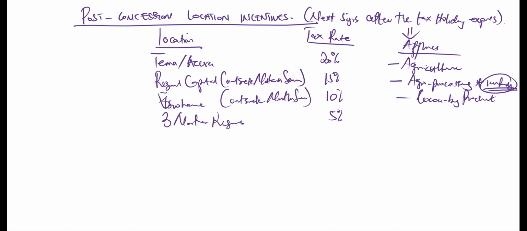Please, the third point, which is 10%, which location is that? Elsewhere, outside the regional capital. Is it outside the northern sector? Yes, outside the northern savannah. That's what the law says, the northern savannah, and I've summarized it to be the three northern regions. So anywhere outside the three northern regions. Are we all okay?